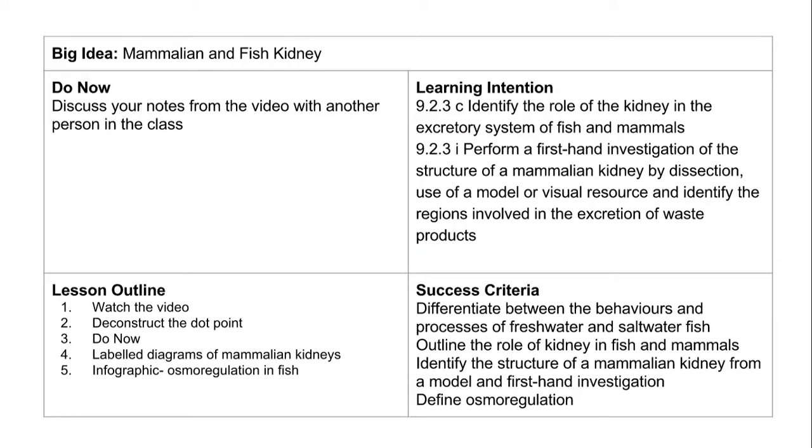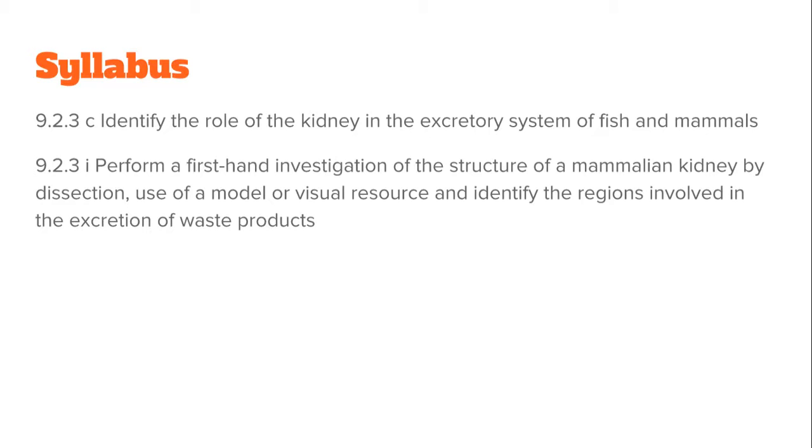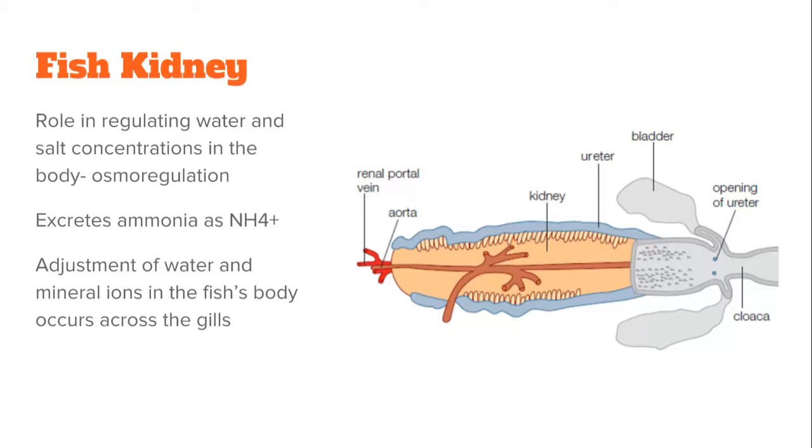In this dot point, we're going to be looking closely at the mammalian and fish kidney. Our main objective of these dot points is to identify the role of our kidney, and then in class we'll perform a first-hand investigation to identify the structures and different regions in the mammalian kidney.